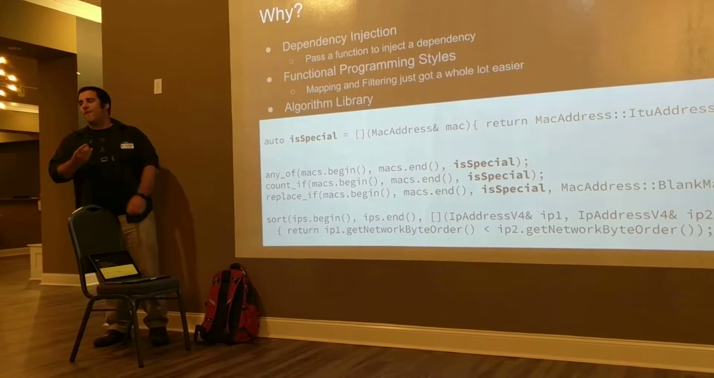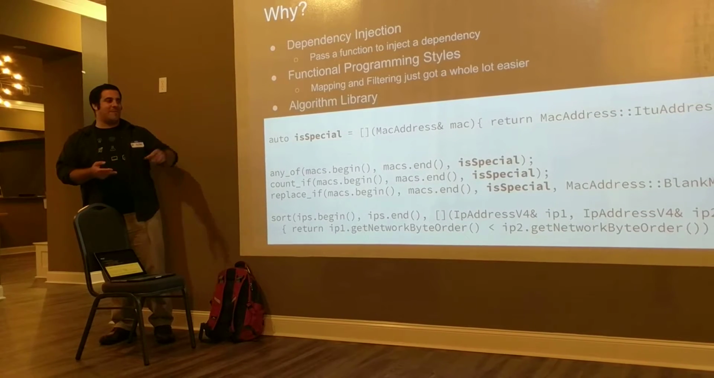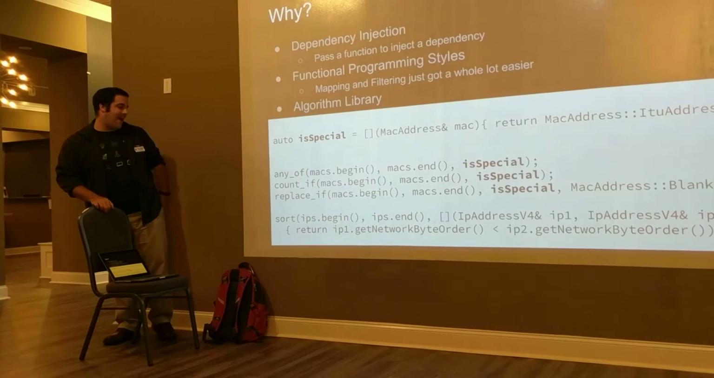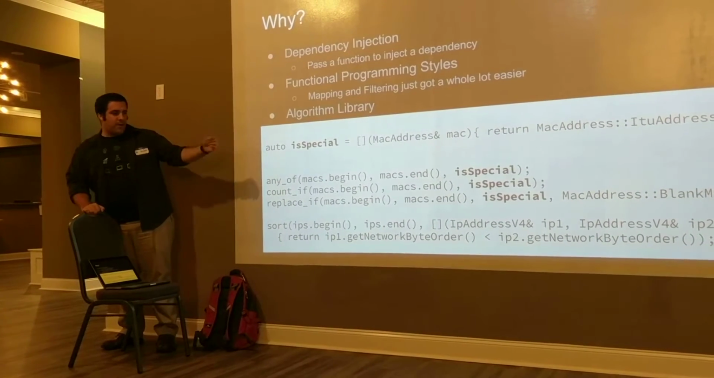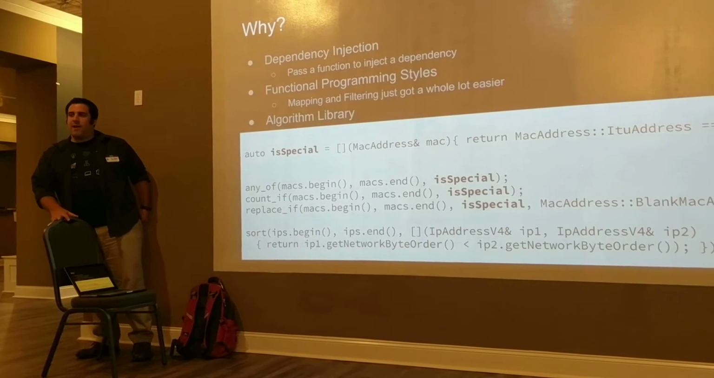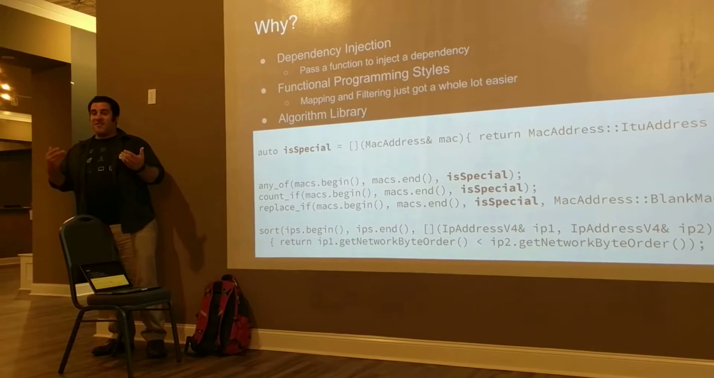Now, I could do a function pointer, I could write a functor object. If you've ever written a functor object, you'll agree with me that lambdas are the way easier way to go on that. You can sort things. So in this case, I'm just doing the lambda inline where I take two IP addresses, get their network byte order, and define a comparison function. If you've used lambdas in any other language, it's the same sort of idea.